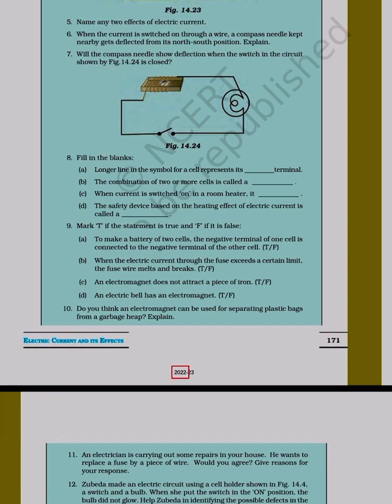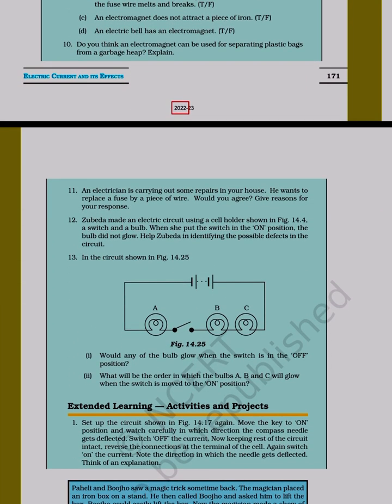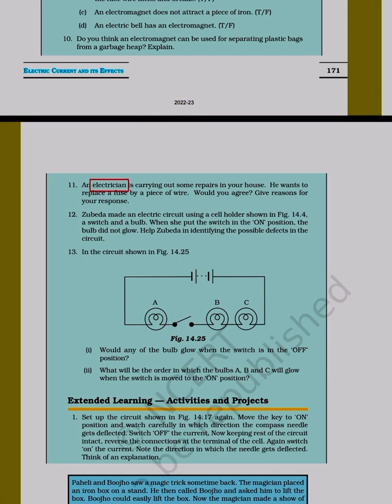171. 2022-2023. 11. An electrician is carrying out some repairs in your house. He wants to replace a fuse by a piece of wire. Would you agree? Give reasons for your response. 12. Zubeida made an electric circuit using a cell holder shown in Fig. 14.4, a switch and a bulb. When she put the switch in the on position, the bulb did not glow. Help Zubeida in identifying the possible defects in the circuit.